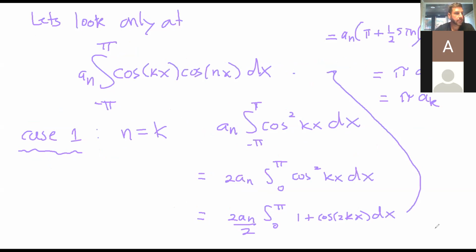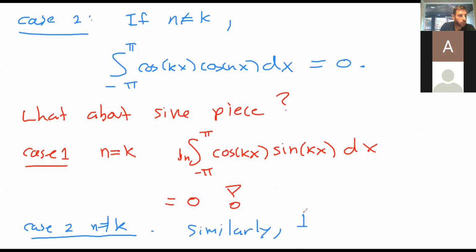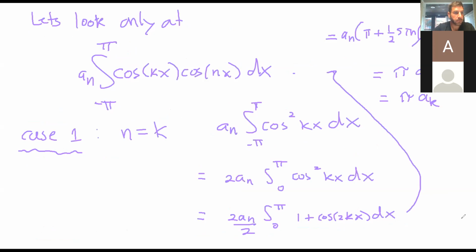This is quite fascinating what we found, because the same is going to be true for case 2, that n is not equal to k. In that case, similarly, the integral equals 0. So everything goes away except one thing. The only thing that stayed was pi times a sub k. That's it. Everything else is 0.